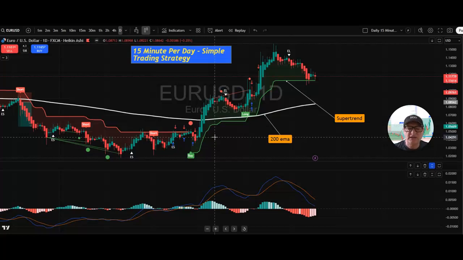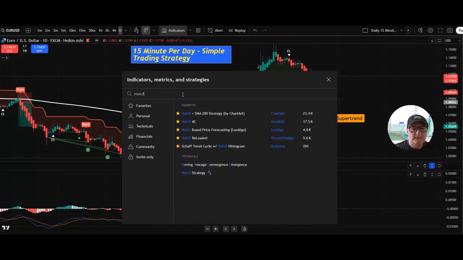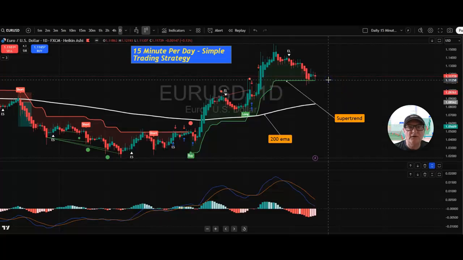The other thing we use here is the MACD, moving average convergence divergence. You may have seen this before, but this strategy is slightly different and a technique which you might not have seen before. So just go into moving average convergence divergence, this one here. The standard settings are fine.